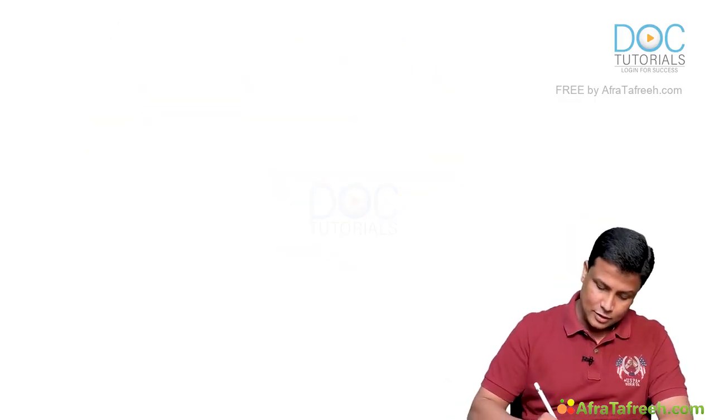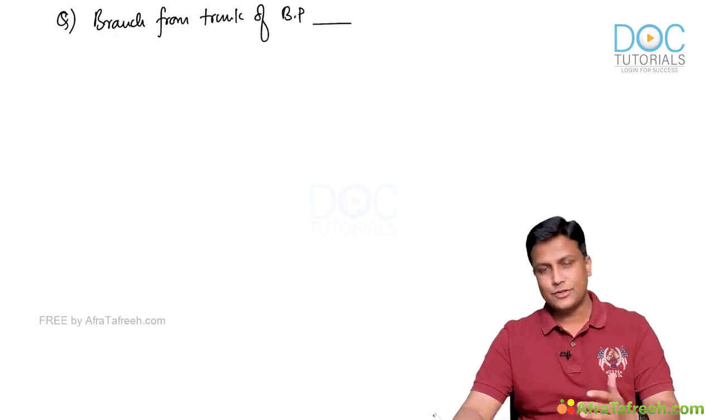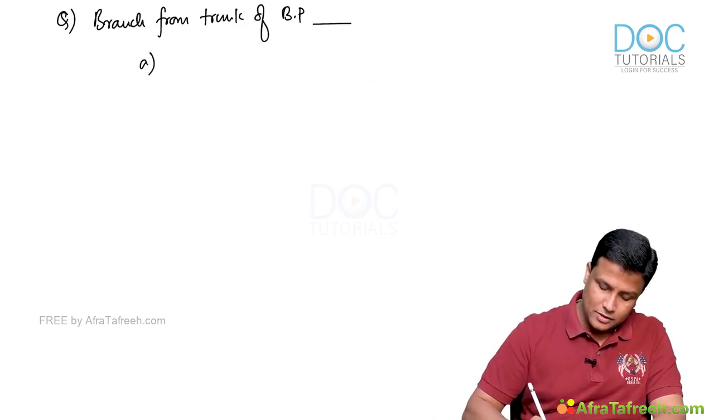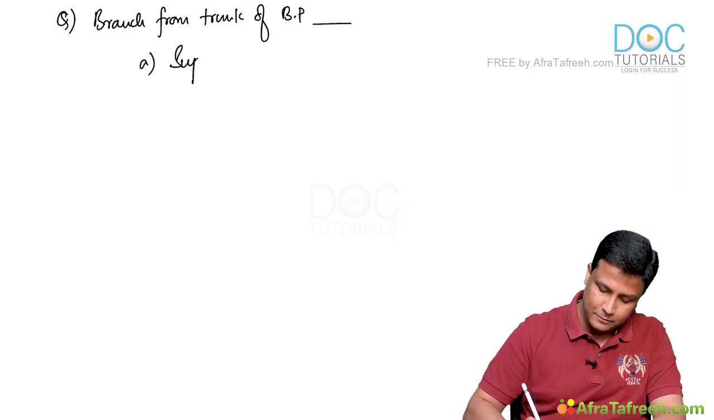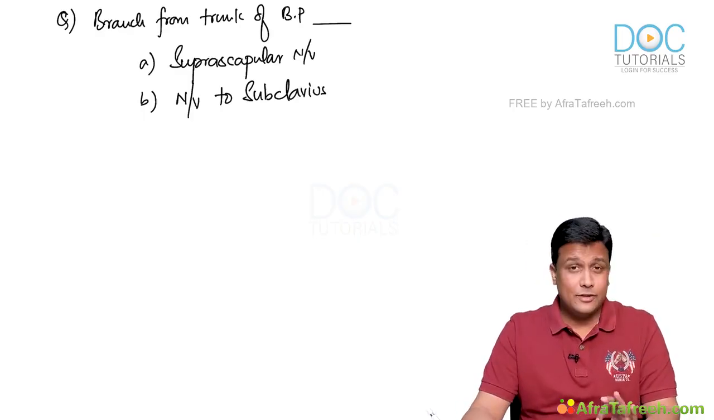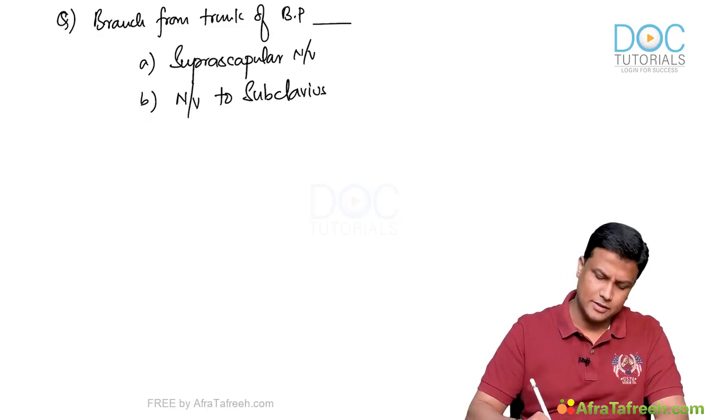In one of your exams, there was a question asked: which of the following is a branch from the trunk of the brachial plexus? One of the options given was suprascapular nerve, and another option was nerve to subclavius. There is a reason why I'm making you write down this question here, guys. So now read the question very, very carefully. Which of the following is a branch from the trunk of the brachial plexus? Trunk of the brachial plexus.